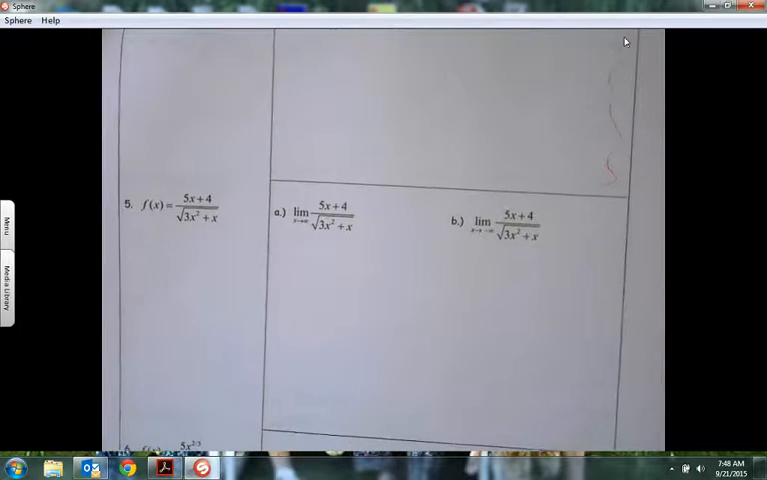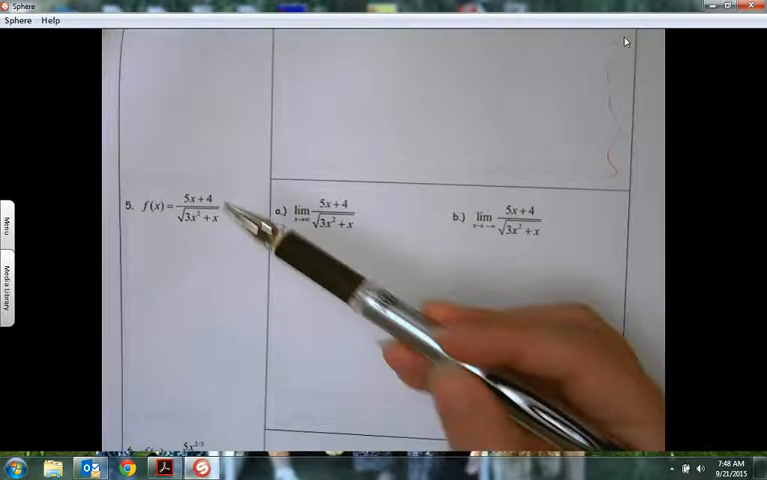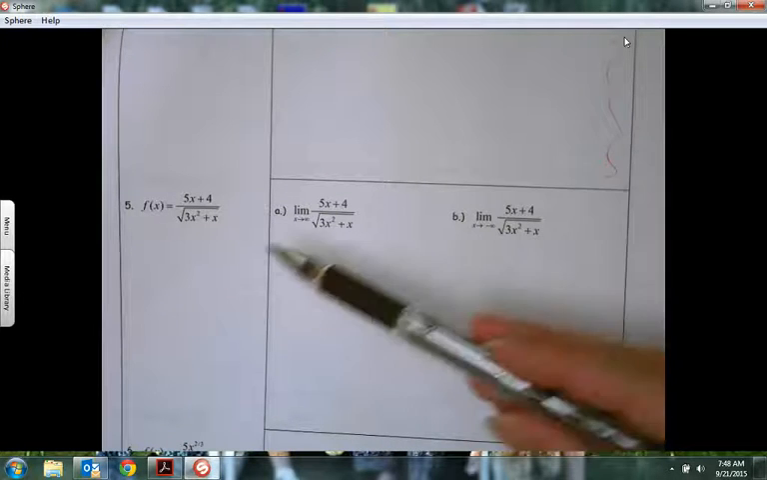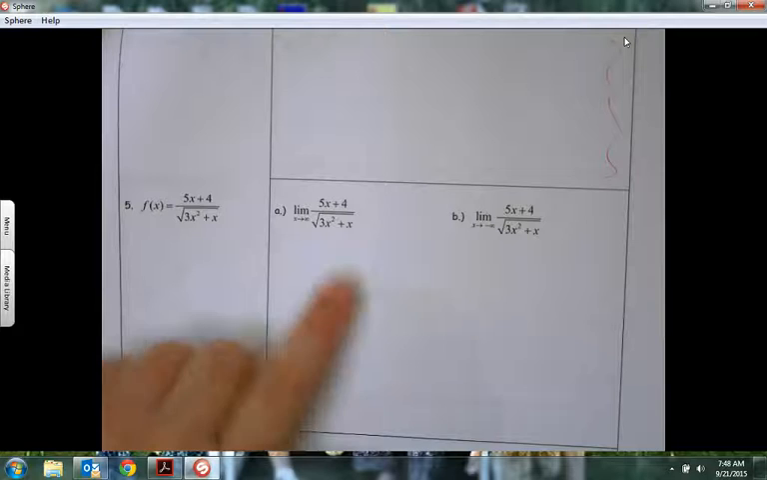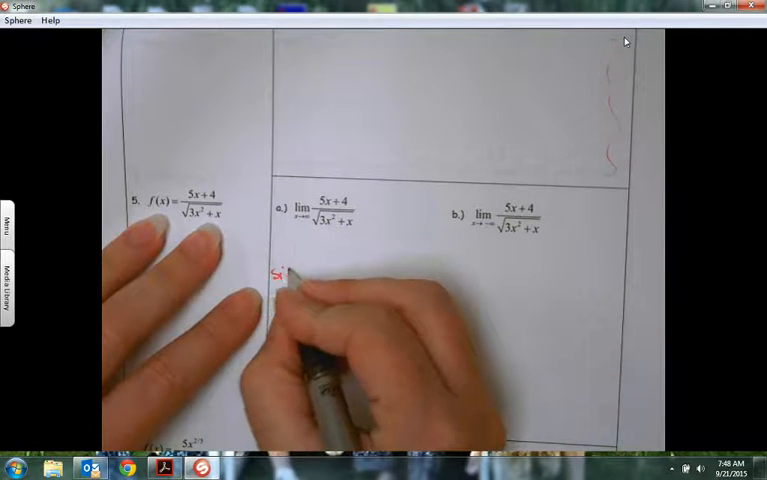Okay, look at number 5. Now we no longer have rational expressions because this function on the denominator is not a polynomial. So now that I do not have a polynomial, I know that I could get different answers. Okay? So let's talk about this right here for a second before we decide to take the limits.